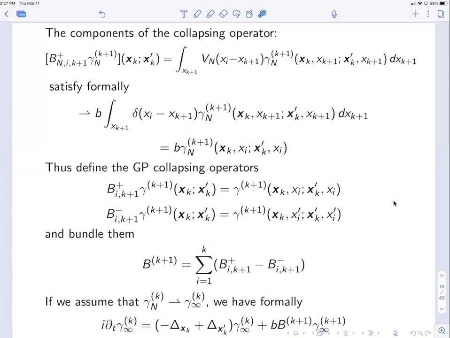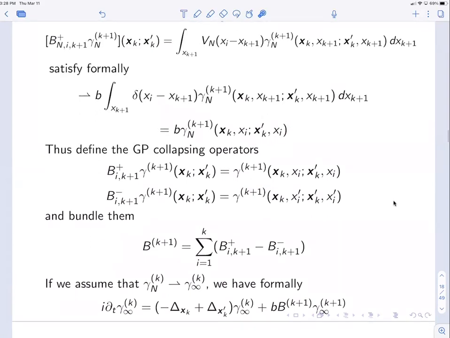So there is a pairing of 3 different terms. There's 3 xi's in this whole list. And so we just take this type of operator, which does that pairing of 3 different terms, and call that the Gross-Pitaevskii collapsing operators. So they are given by these formulas. And then you can bundle them together into a difference and sum from 1 to k. And then you have what we expect to be the limit.